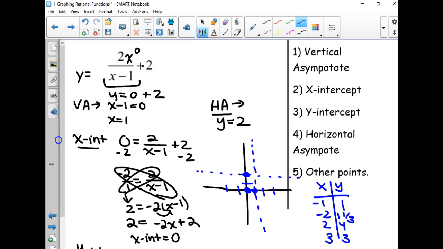All right, so I'm going to plot my points then. (-1, 1). (-2, 1 1/3). So we know this kind of hovers over that asymptote and then down and hovers over that vertical asymptote. And then we're at (2, 4). And then (3, 3). So it increases up, hovers over that asymptote, down, hovers over that asymptote.